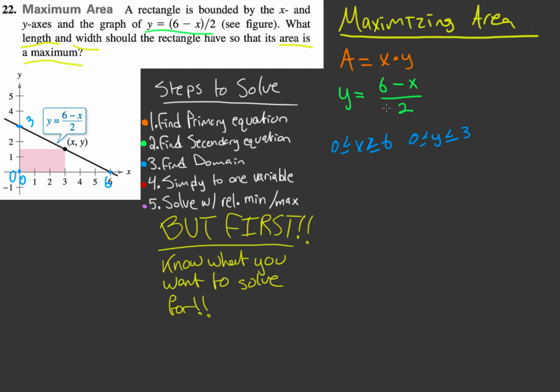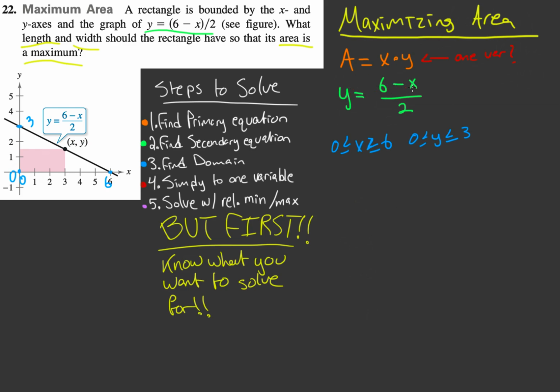Number 4, simplify to one variable. We have to simplify this equation, A is equal to xy, to one variable. So how? We have a secondary equation, correct? We can use this information to create this equation in one variable. So we have y is equal to some function, or y is a function of x.